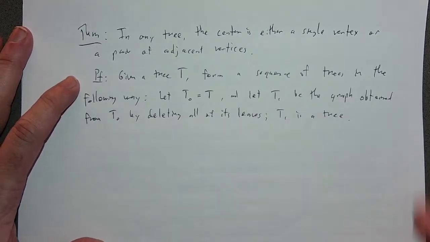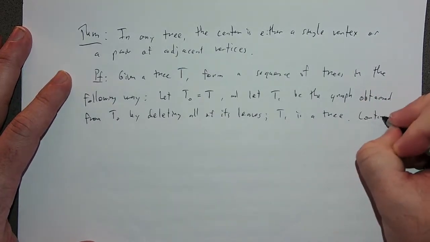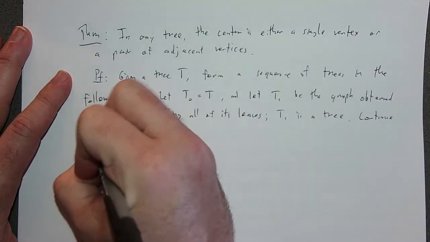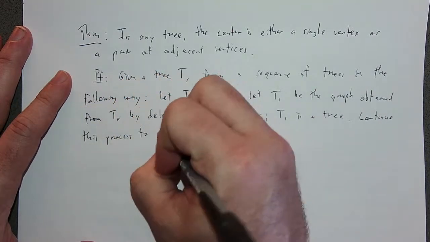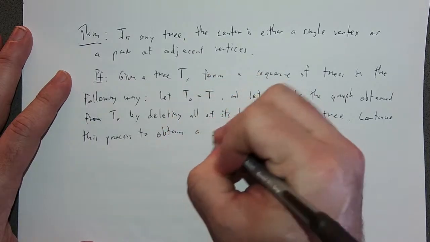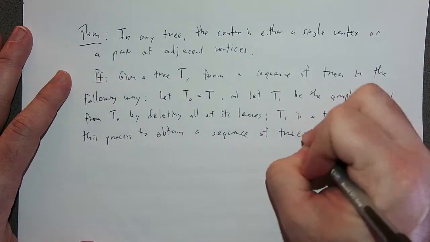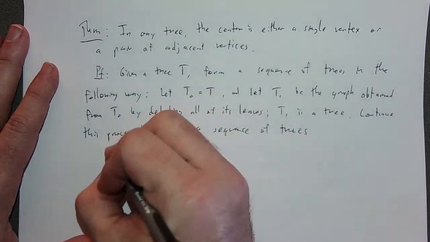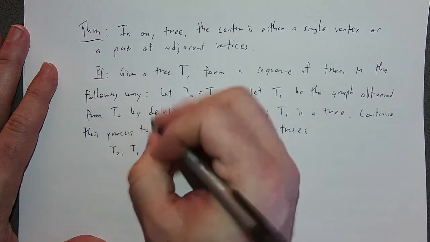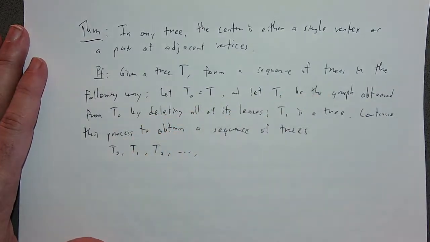Continuing this process from T1, all right, continue this process to obtain a sequence of trees: T0, T1, T2, and so on, all the way to some T sub R.